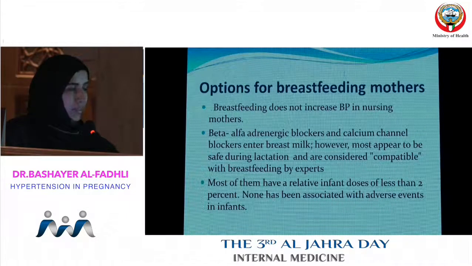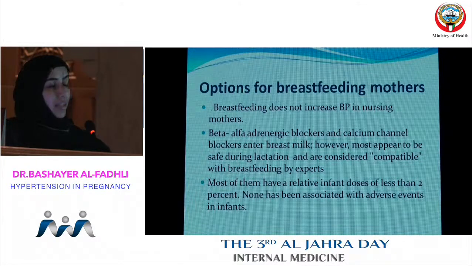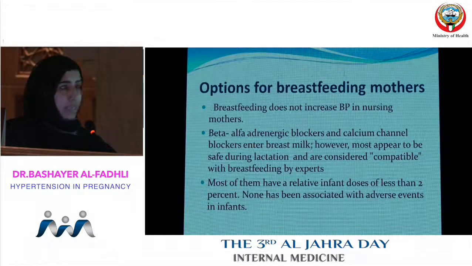For a breastfeeding mother, breastfeeding itself does not increase the blood pressure in a nursing mother. The medications we use early in pregnancy, we can use in breastfeeding.